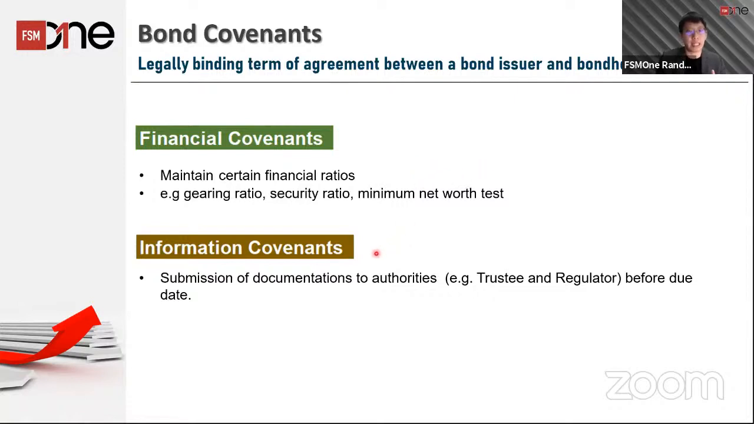Okay, and the last covenant I would say is the information covenant, and this normally applies to listed companies, where they have to make sure they can furnish all the documents to authorities like the trustee and regulator on time. The documents can be, let's say, the financial statements. They will have to make sure they can submit all those documents on time, or any other documents that are requested by, let's say, Bank Negara Malaysia or even the Securities Commission.